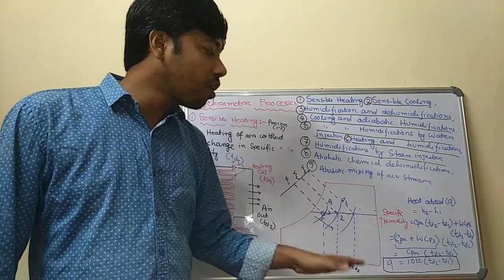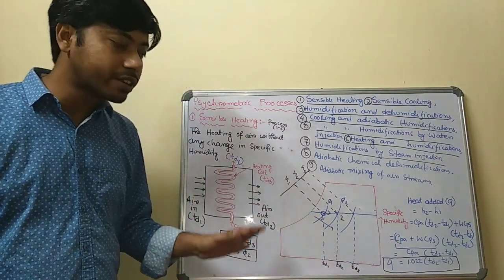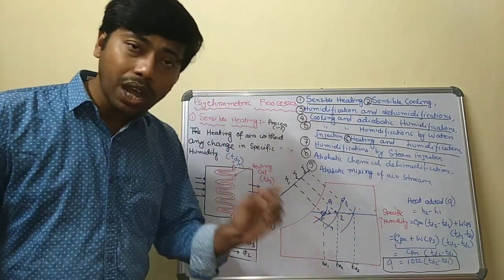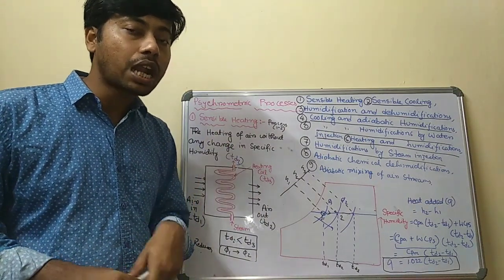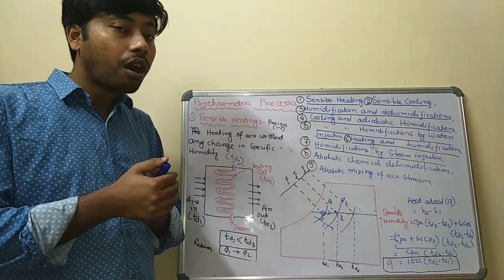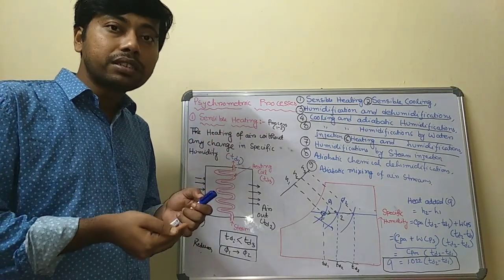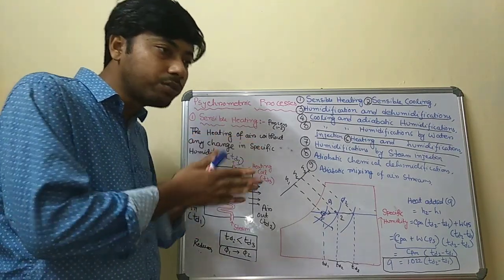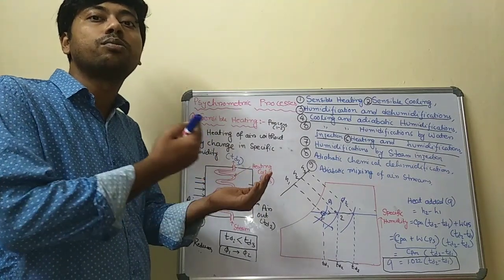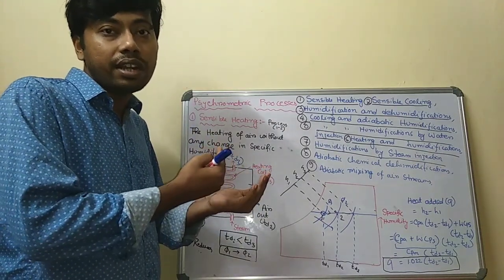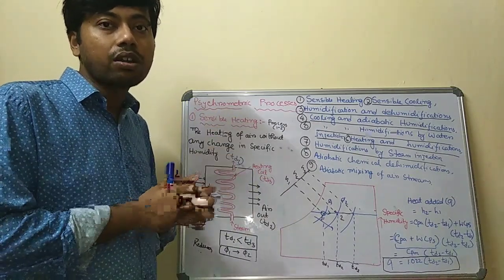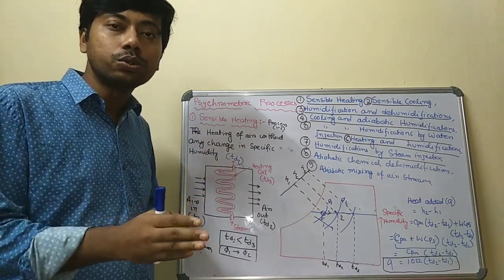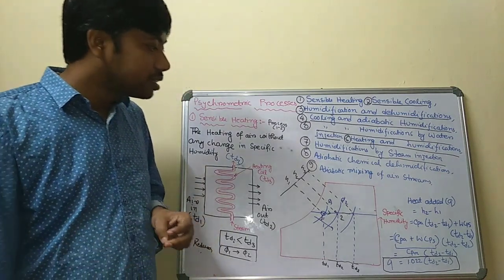So the expression for the heat added during the sensible heating process will be Q equal to 1.022 into TD2 minus TD1, where TD2 is your dry bulb temperature at the exit section, the dry bulb temperature of the air when it exits from the sensible heating arrangement, and TD1 is your dry bulb temperature at section 1, when the air enters the sensible heating arrangement.